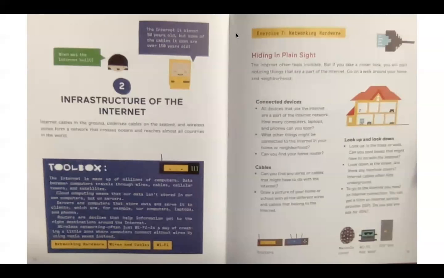Exercise 7, networking hardware, hiding in plain sight. The internet often feels invisible, but if you take a closer look, you'll start noticing that things are part of the internet. Go on a walk around your home and neighborhood. Connected devices. All devices that use the internet are part of the internet network. How many computers, laptops, and phones can you spot? What other things might be connected to the internet in your home or neighborhood?